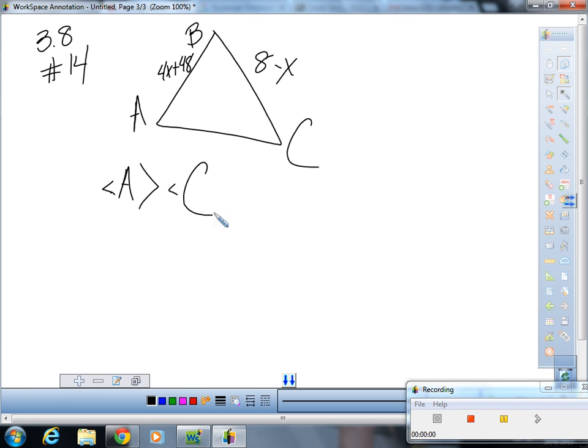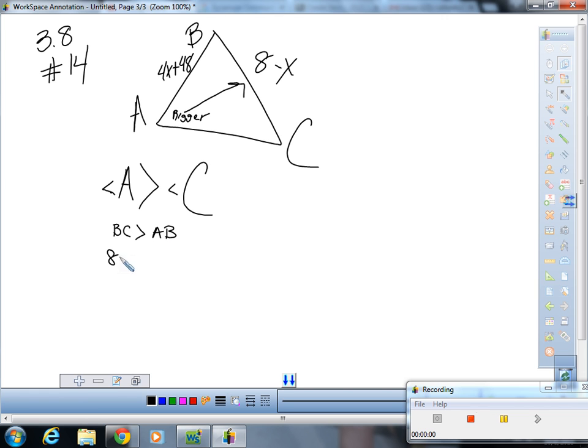Well, since angle A is the bigger of the two angles, which is the bigger of the two segments? Class? BC is the bigger. If this is the bigger angle, then that is the bigger side. Okay? That's an important fact that we learned a couple sections ago. So, I can say that BC is bigger than AB, but that's not what it's asking for.